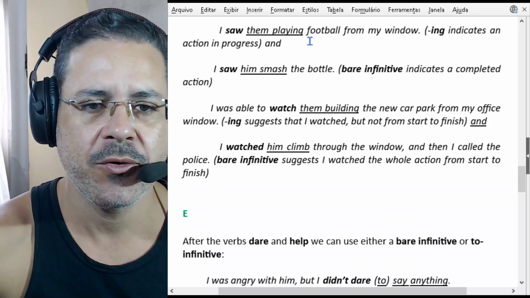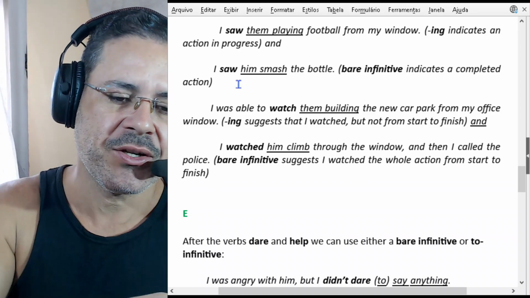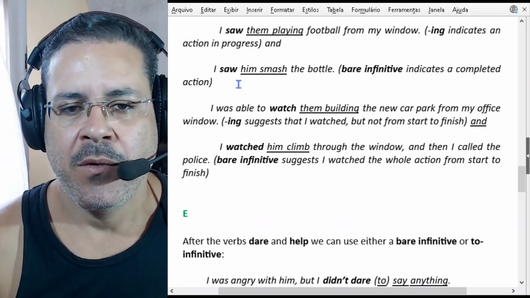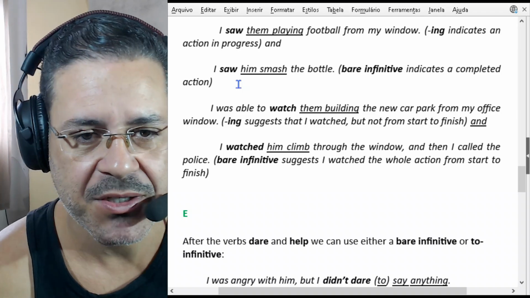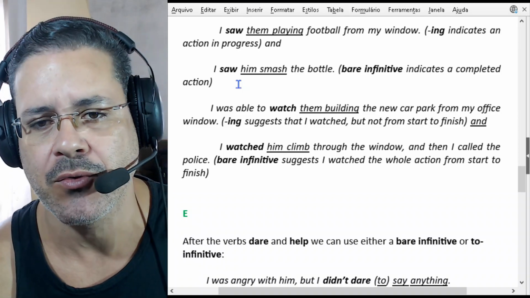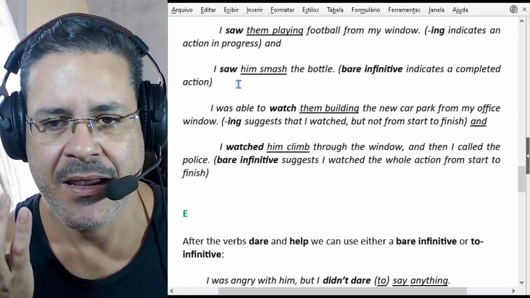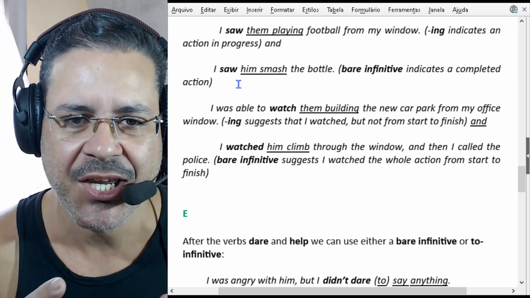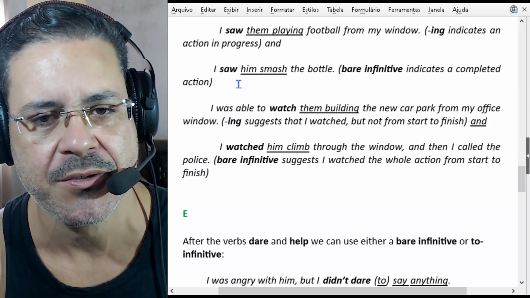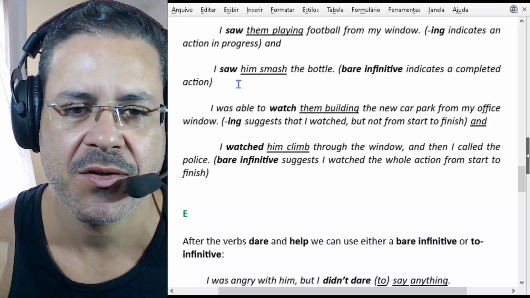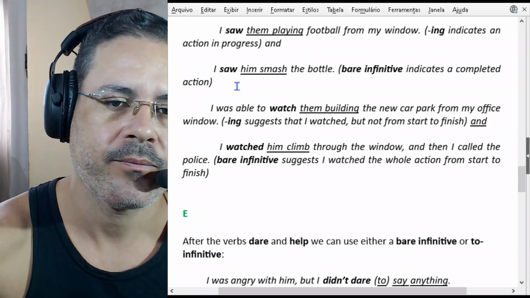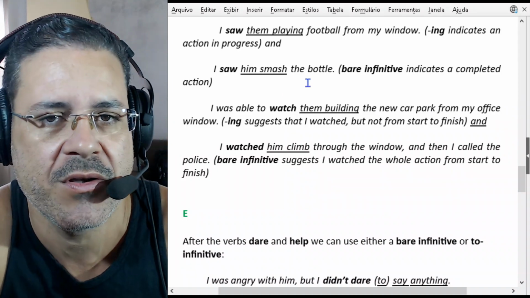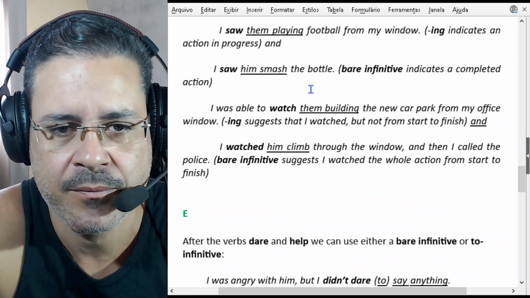Another example, I saw him smash the bottle. We use the bare infinitive smash. Not I saw him to smash, but I saw him smash the bottle. Bare infinitive indicates a completed action. The bottle was smashed by him. I saw his action, and the result, which was the smashed bottle.